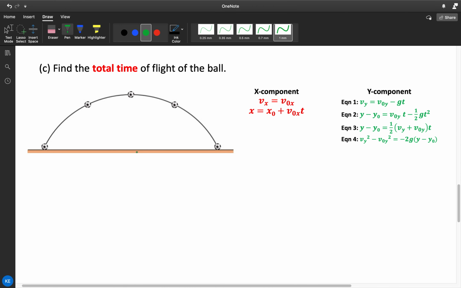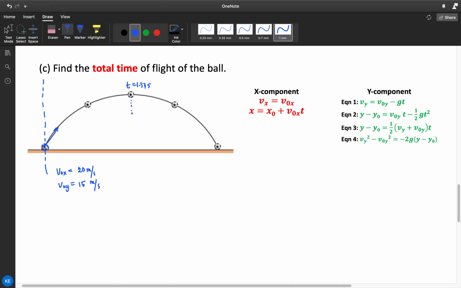Okay, next for letter C, find the total time of flight of the ball. So here, take note that if the parabola is symmetric, it is the same given. Total time of flight means from here to here. So it is the same given again, take note that your Vox is 20 and your Voy is 15. Take note that the time it takes for this one here is 1.53 seconds.